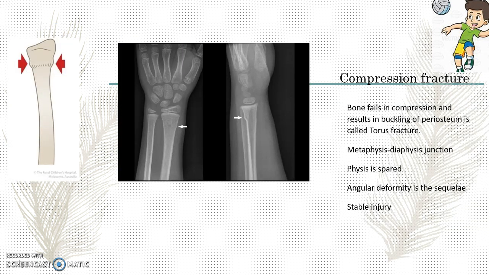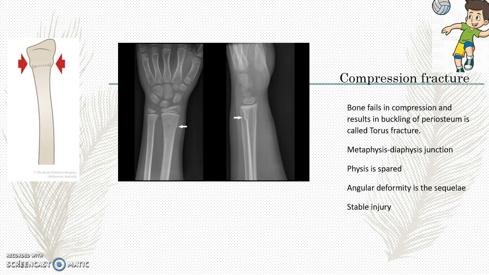First of all, compression fractures. These are the compressive forces which are applied to the distal radius. When a child falls onto outstretched hands, there is a compression over the distal radius, and this metaphyseal diaphyseal junction is most commonly affected, and it fails in compression. It is resistant to the tensile strength, but it fails in compression and results in buckling of the periosteum, and sometimes it is called a torus fracture.